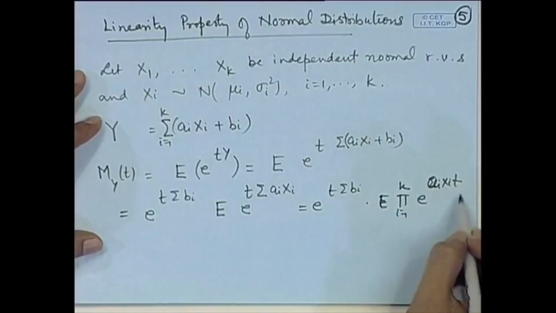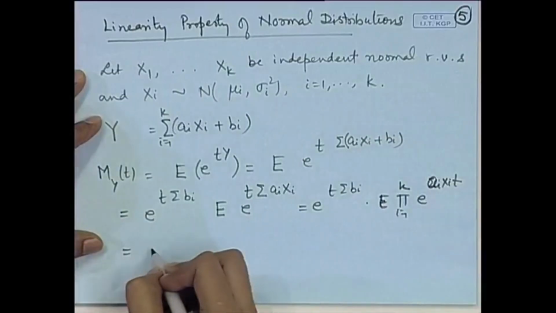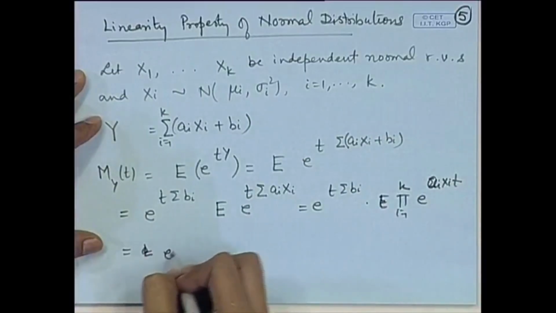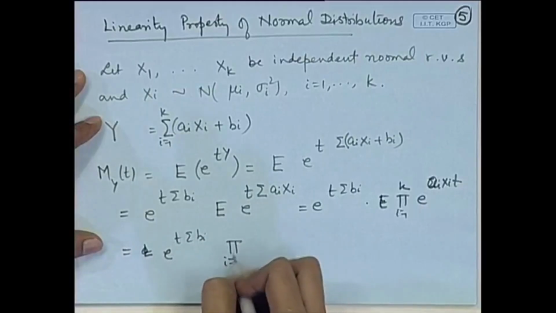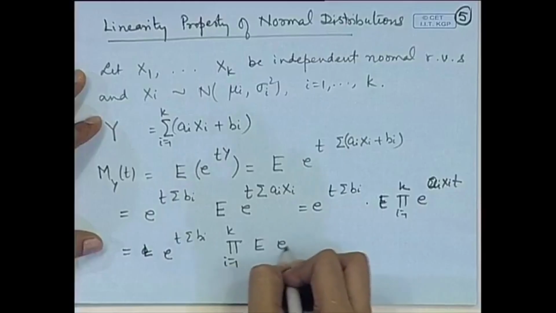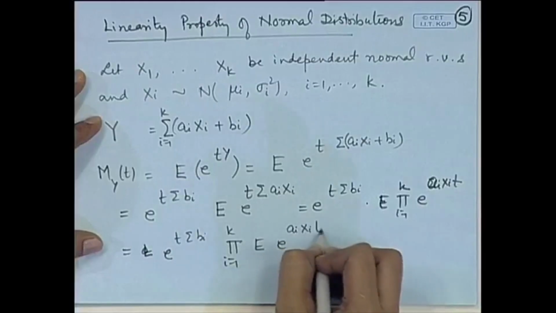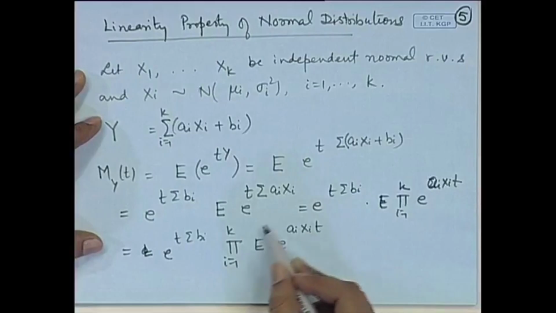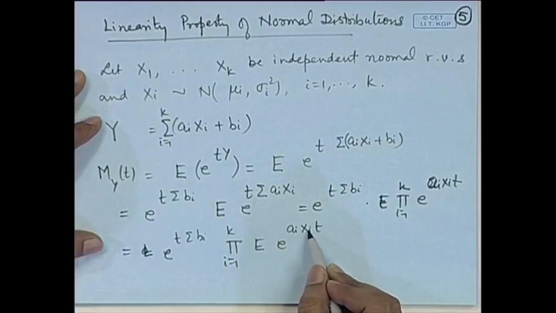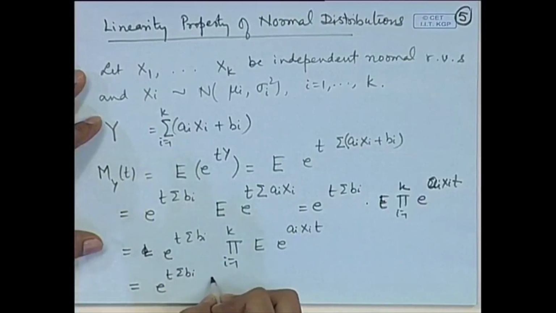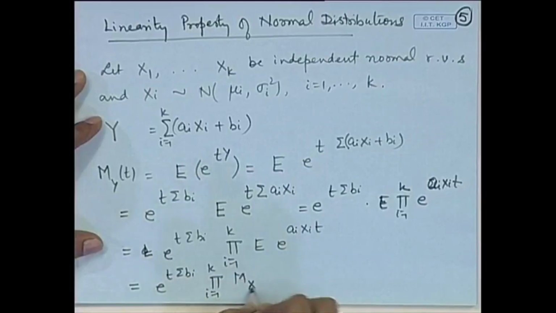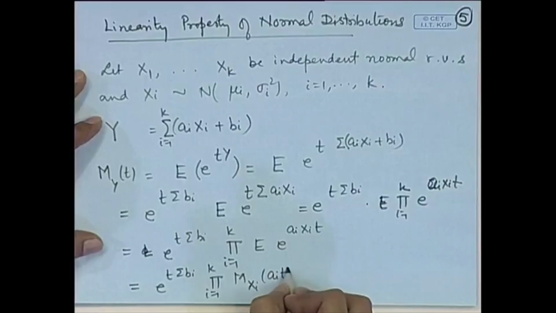Now, here the x_i's are independent variables, therefore this term is simply e to the power t sigma b_i, product i equal to 1 to k, expectation of e to the power a_i x_i t. Now, this is nothing but the moment generating function of the random variable x_i at the point a_i t. So, e to the power t sigma b_i, product i equal to 1 to k, moment generating function of x_i at a_i t.